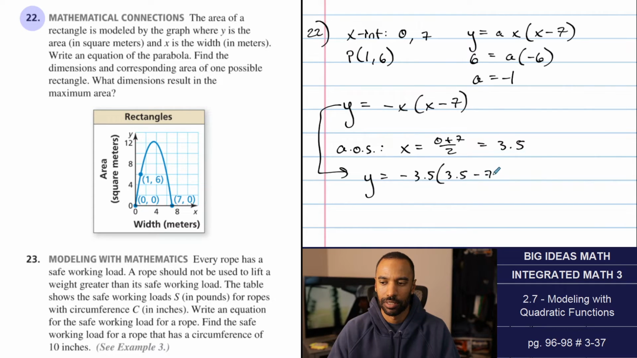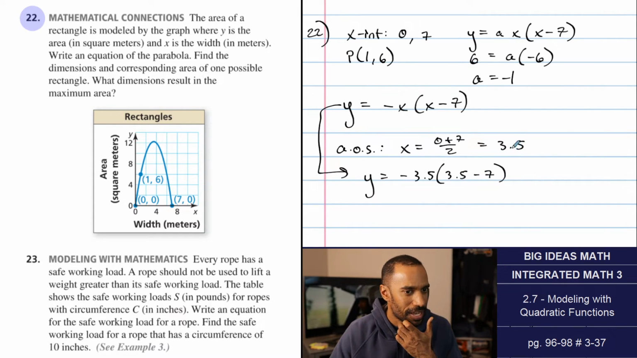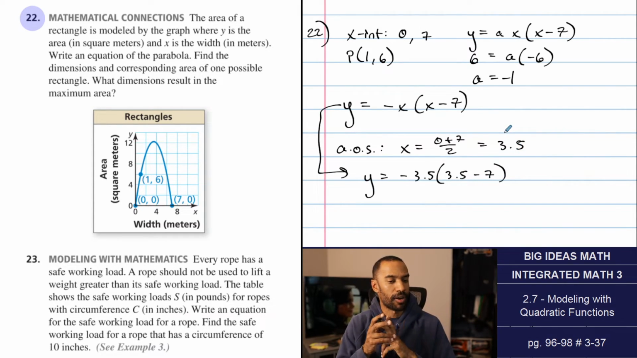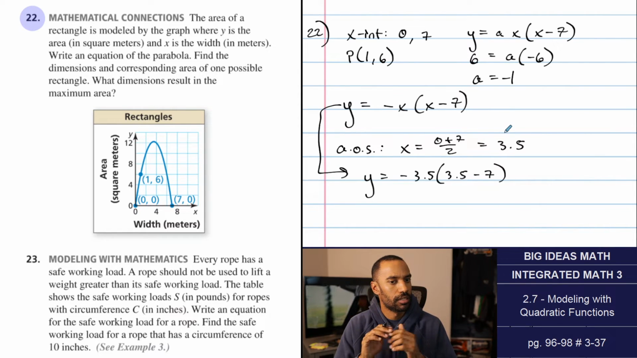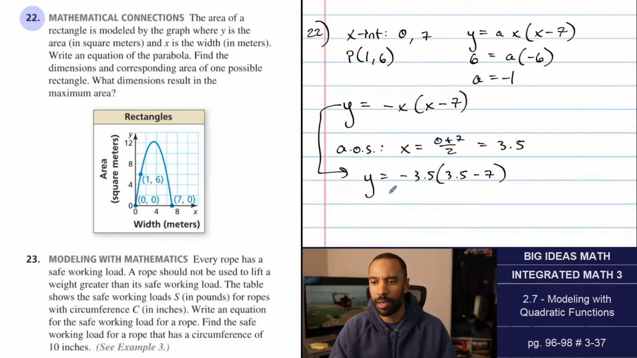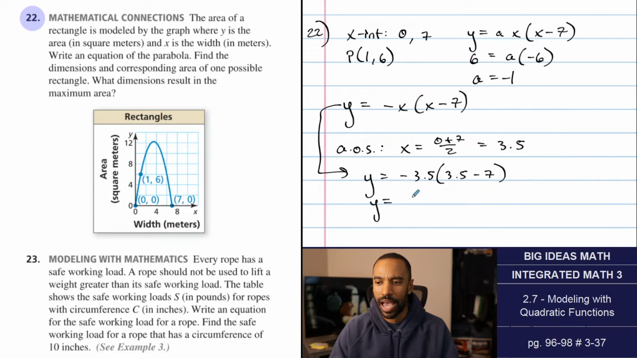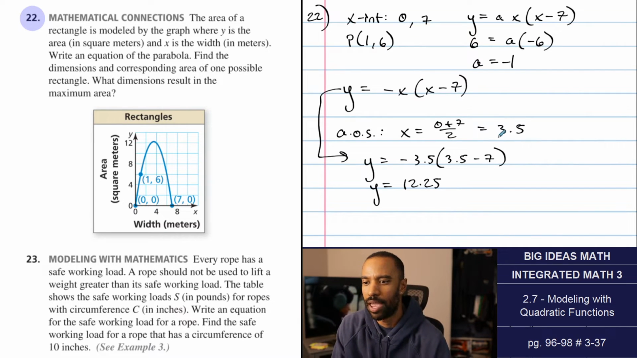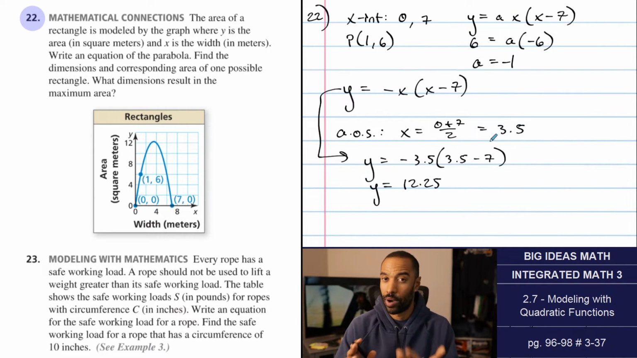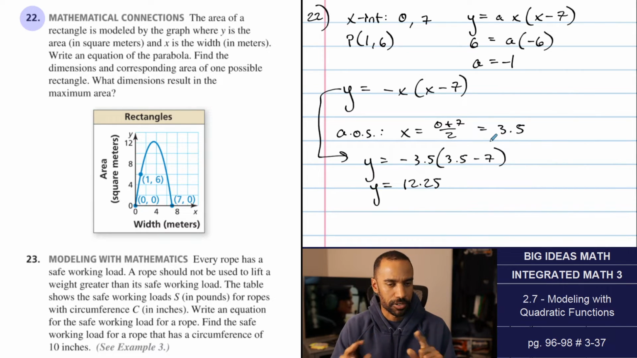Did they ask for maximum area? Oh, they didn't ask for maximum area. I probably jumped the gun a little bit. Oh, yeah, of course. Write an equation of the parabola. I guess we did have to do that. Anyway, I'm going to keep moving on. So we have, I think that's 12.25. So the maximum area occurs when you have a width of 3.5 meters.